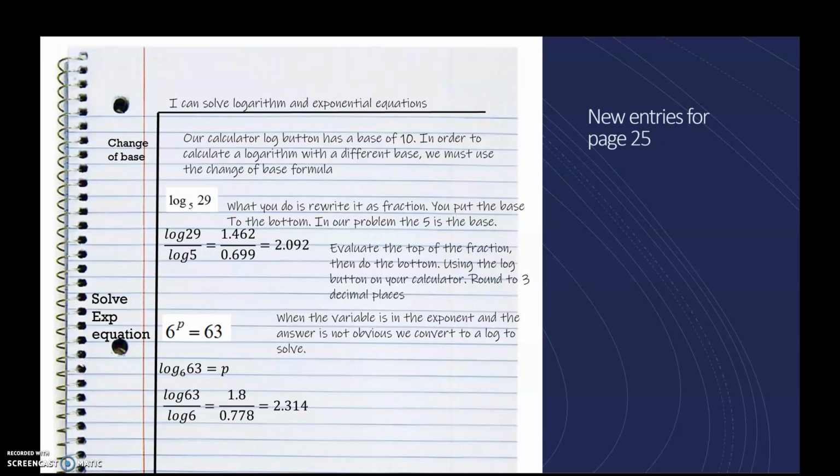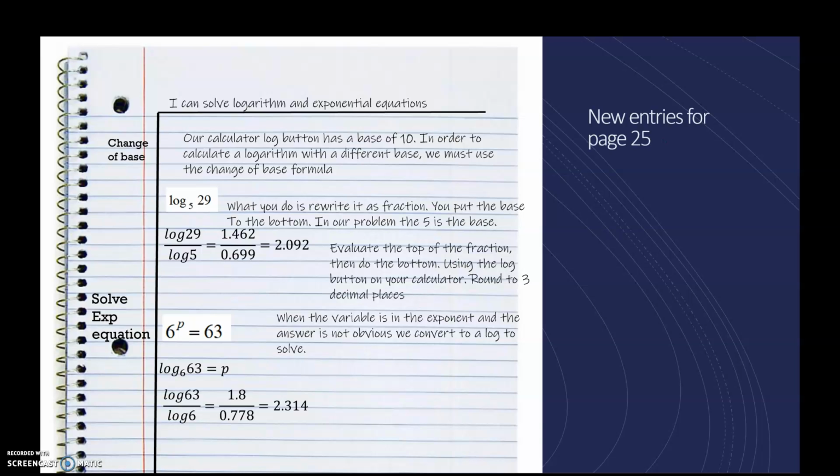We need that because then we get to this situation. How do you solve an equation like this? This is called an exponential equation. 6 to the p power equals 63. Well, I know that 6 squared is 36, and 6 cubed, if you type it into your calculator, you'll get 216. So you know it's got to be between 2 and 3. Every time I see that the exponent has a variable, unless it's something really obvious like 36, you've got to make it into a log equation.